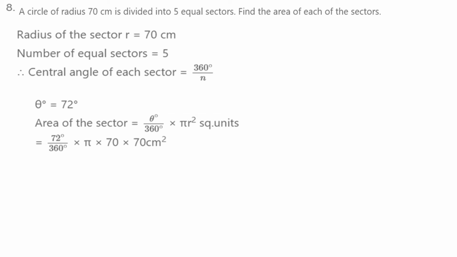Next sum. A circle of radius 70 centimeter is divided into 5 equal sectors. Find the area of each of the sectors. First, given data, write it. Radius of the sector r equal to 70 centimeter. Number of equal sectors is 5. So theta equal to 360 by n, that is 360 by 5.